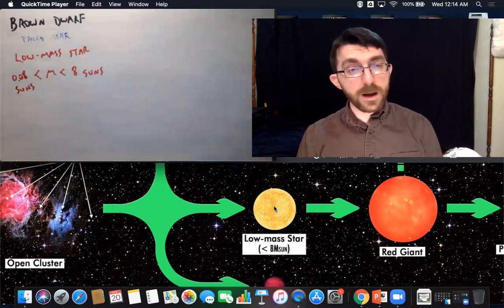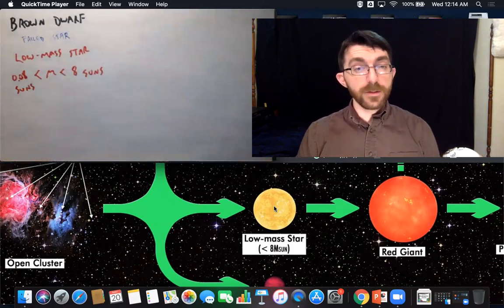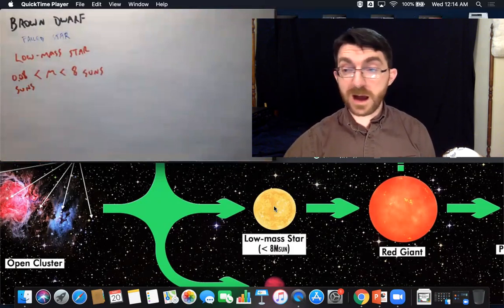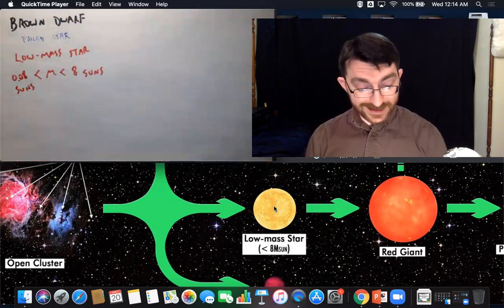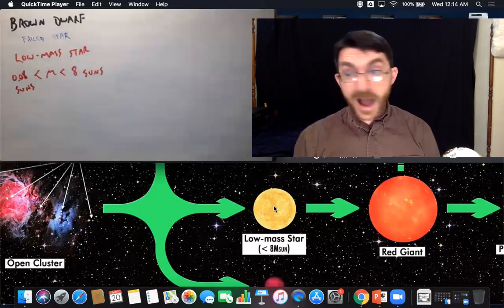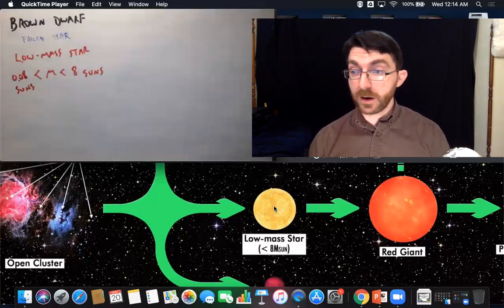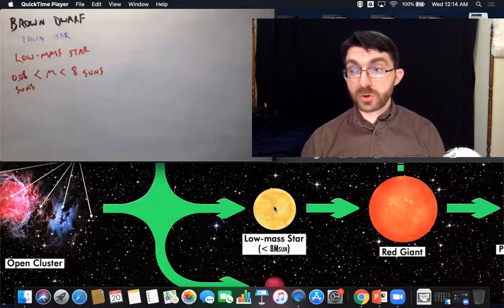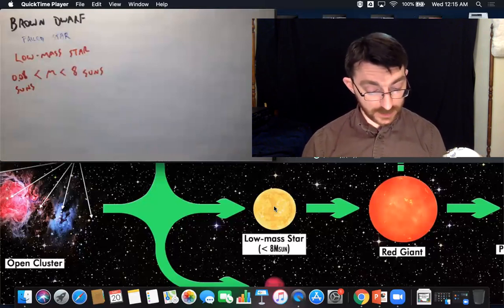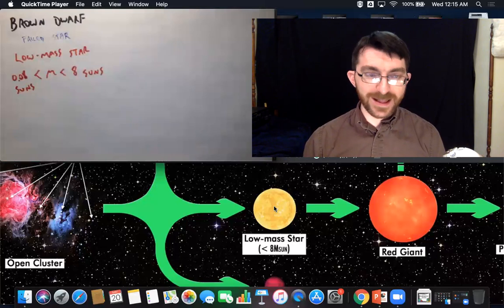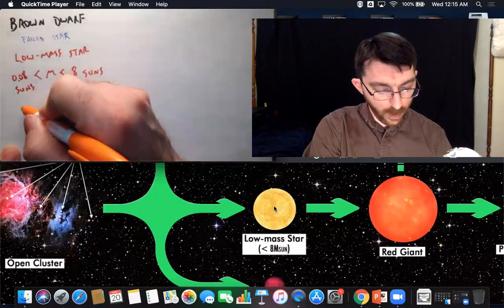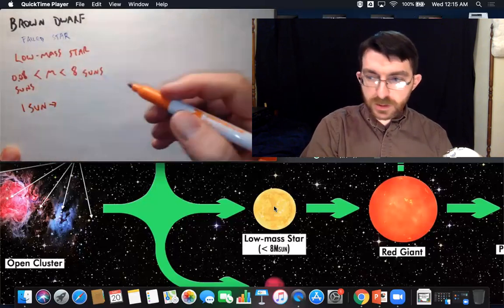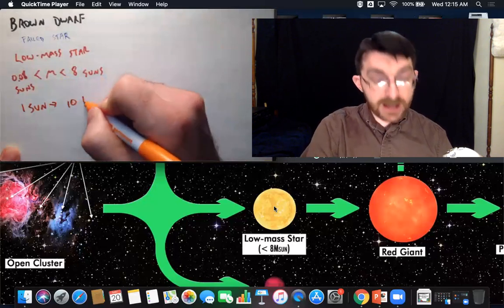Okay, so what about this low mass star? This is going to kind of repeat for the high mass star. It's just going to do it differently. So depending on the actual mass, the life of the star could last anywhere from trillions of years to hundreds of millions of years. But it depends on its mass. So if you had a mass that was like, say, 1 sun, it would live approximately 10 billion years.